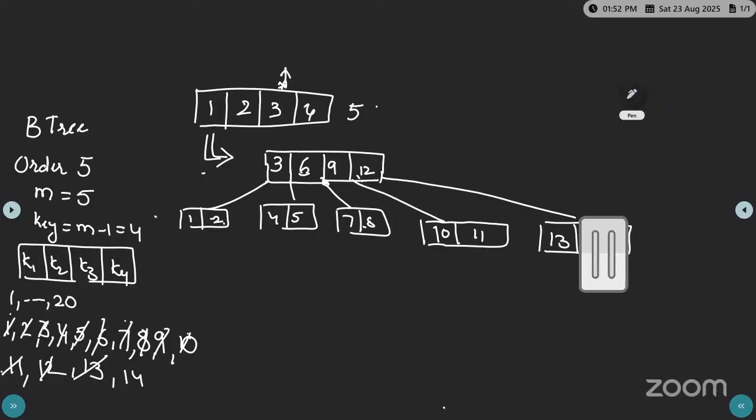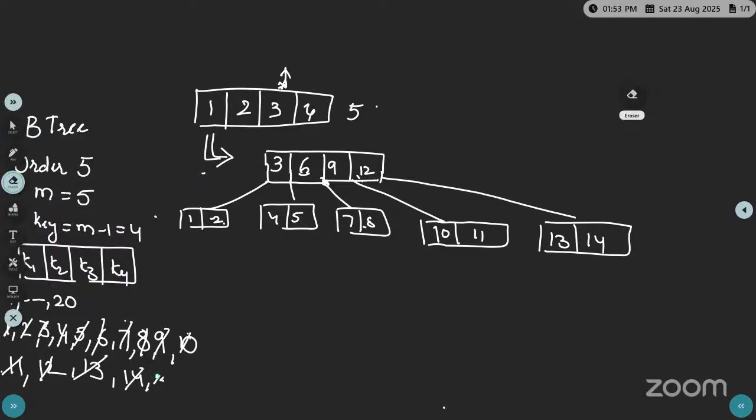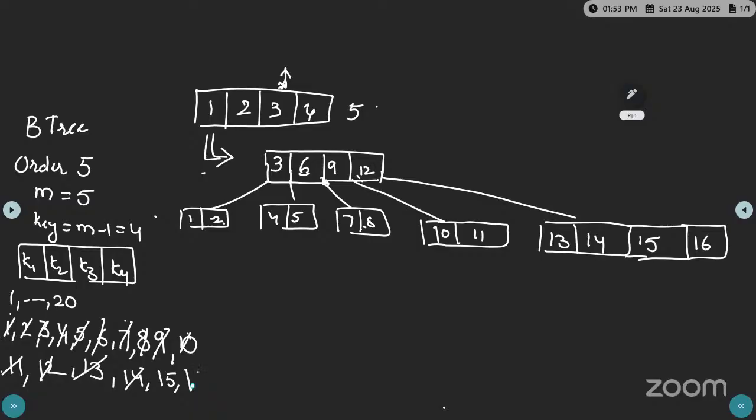Now, any doubt? Now, 15 I want to insert. Always keep all the elements in sorted order. 15, yes, we can insert here. And also 16, no problem. You have inserted 15 and 16 in the spaces.